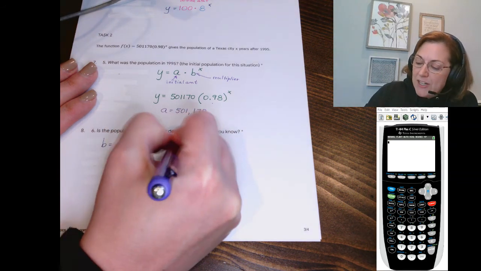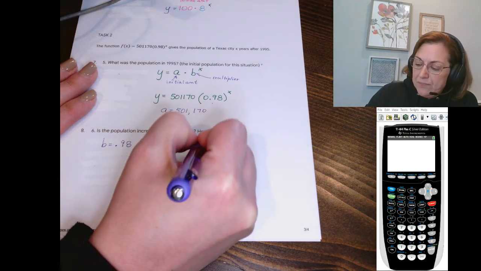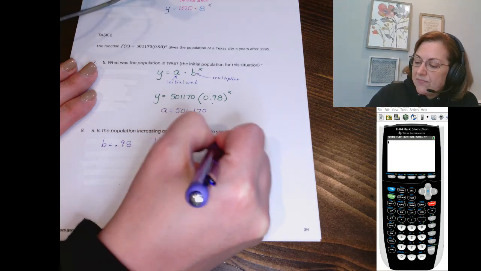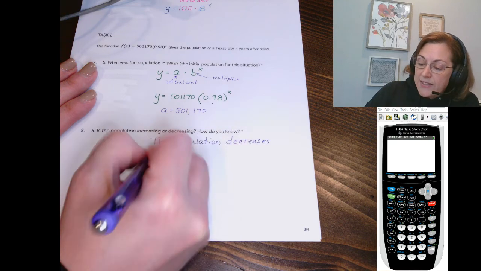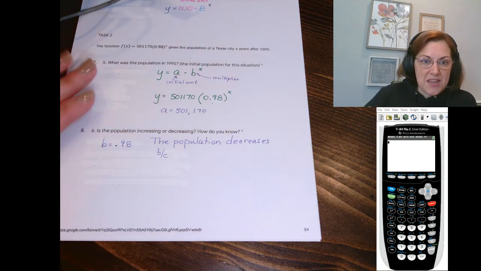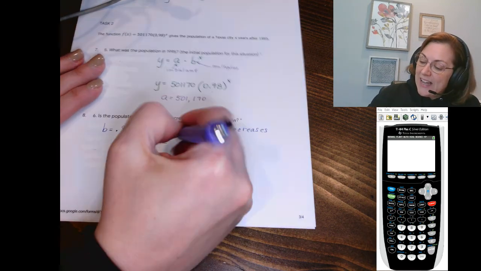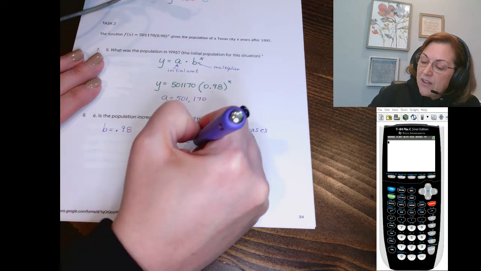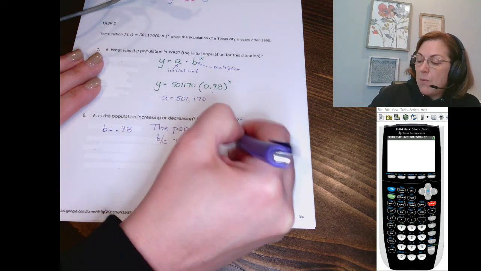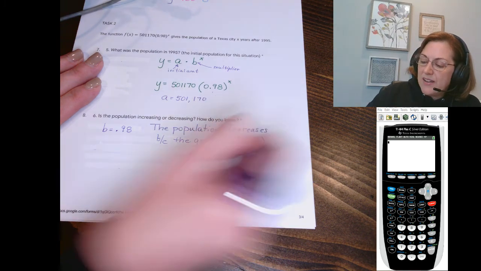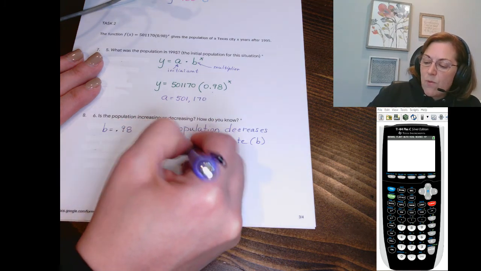The population decreases because, are you okay with an abbreviation there? Because the growth rate, and we'll put b in parentheses, is less than 1.